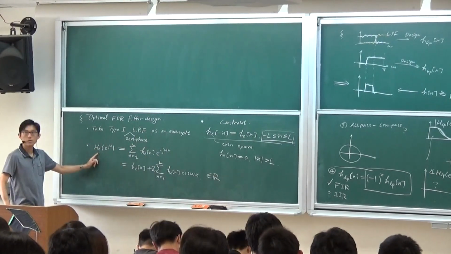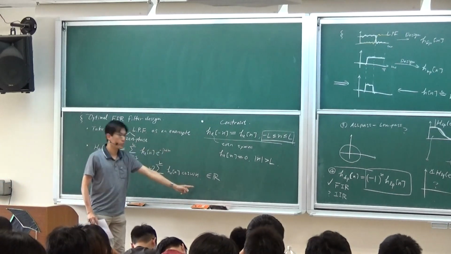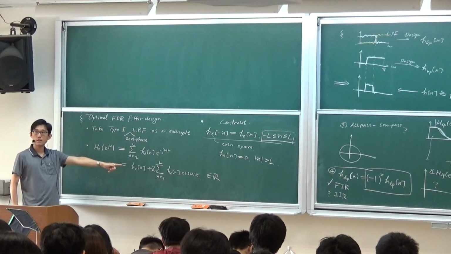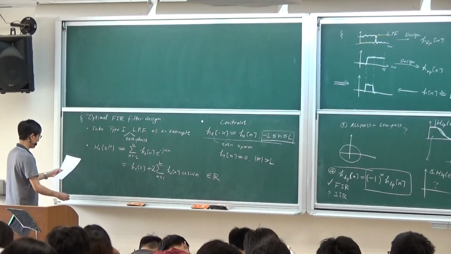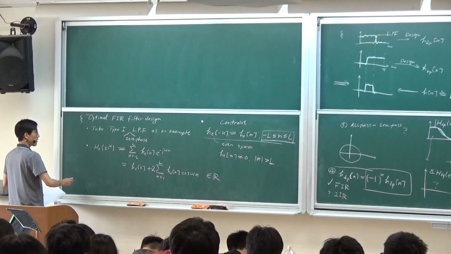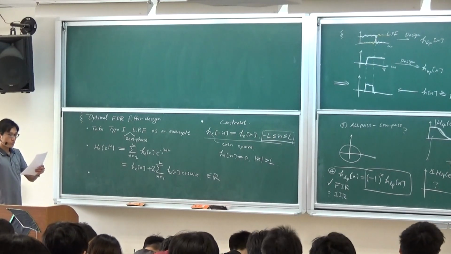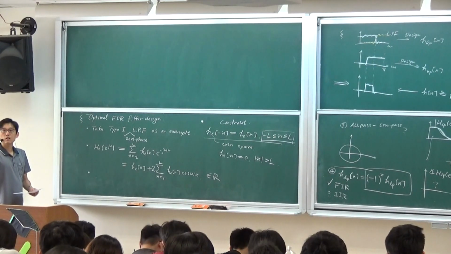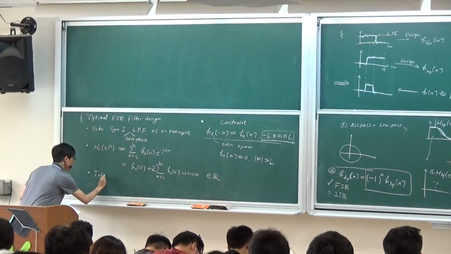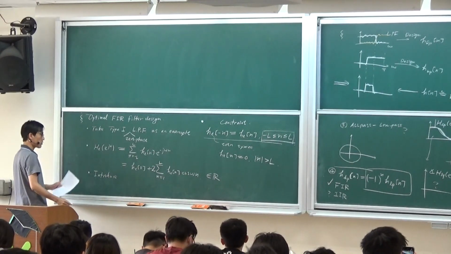The frequency response of any filter that satisfies this constraint is going to be real, right? The corresponding frequency response is going to be real. Okay, so far so good. It's going to be real, and the next thing is kind of strange. I'm going to introduce this Chebyshev polynomial. So let's introduce this idea called Chebyshev polynomial.